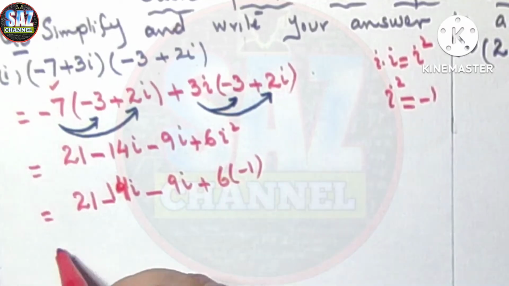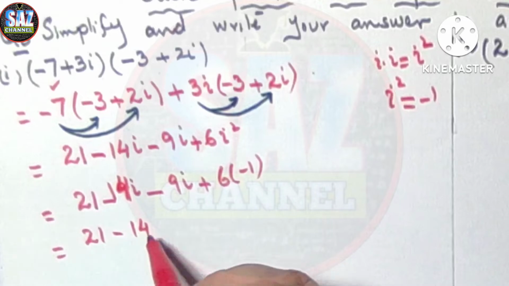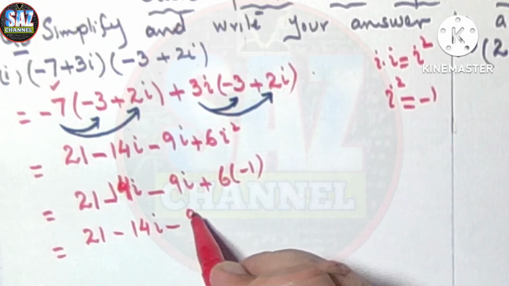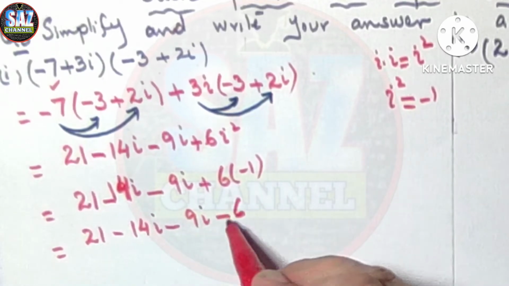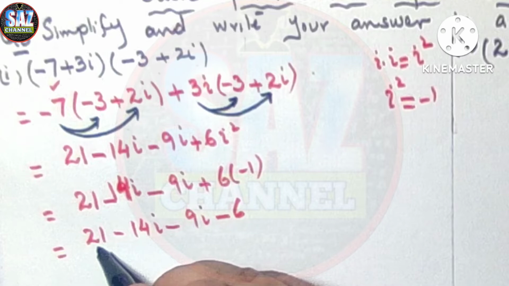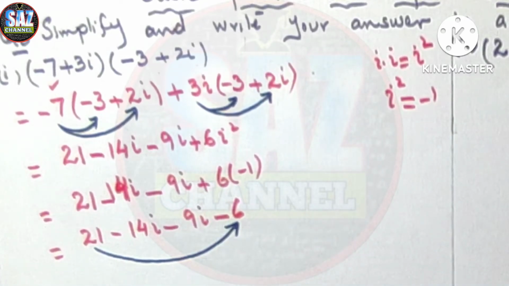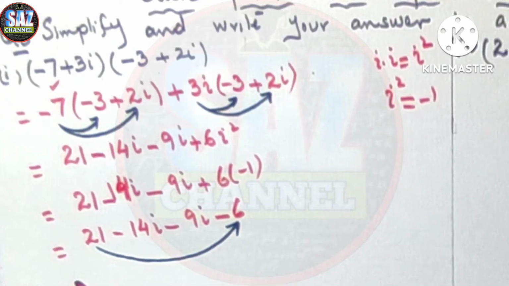So, this will become 21 minus 14 iota minus 9 iota minus 6, and as we have to give our answer in standard form, it means that 21 will have to be joined with 6. So, it will become 21 minus 6 minus 14 iota minus 9 iota.